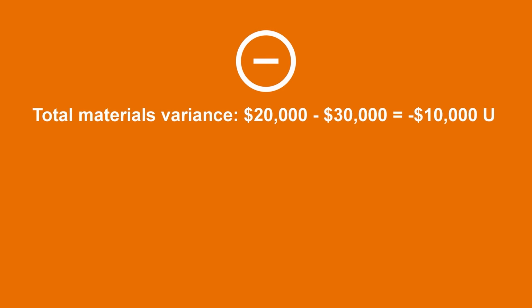Let's go back to the materials variance analysis from earlier, where the company had a $10,000 unfavorable total materials variance. Like we discussed, this means that they spent $10,000 more on their materials than they had originally planned. While this gives management some information, it doesn't tell the whole story.